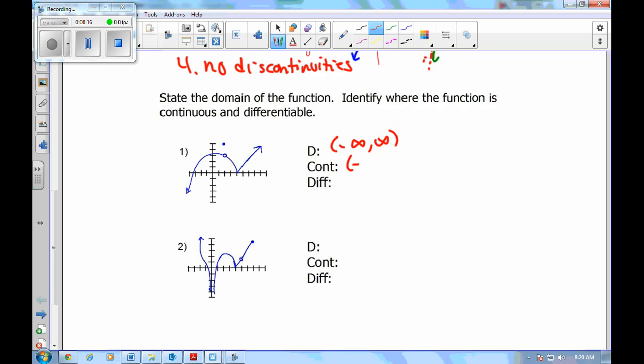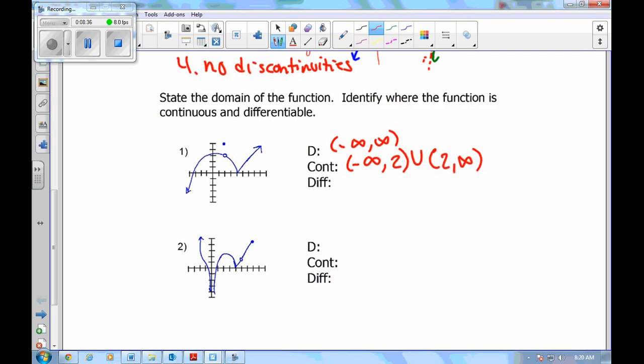Negative infinity to 2. Am I continuous at 2? No, so I'm going to put parentheses, and then pick up a pencil and continue again at 2. So what do I put between my two intervals? Union. And where is it differentiable?